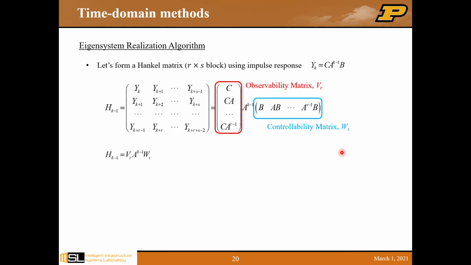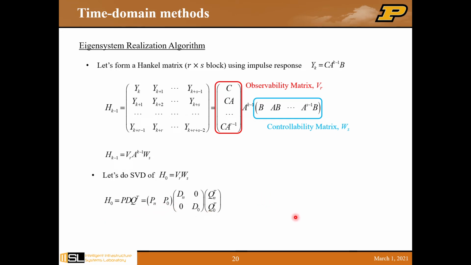Therefore, H_{k-1} is equal to V_r times A to the power k-1 times W_s. Similar to the SSI strategy, we can do singular value decomposition of the Hankel matrix. But here, we only deal with H_0, meaning that k is equal to 1. Therefore, we will not have a system matrix in the middle between V and W. H_0 is equal to P D Q transpose.